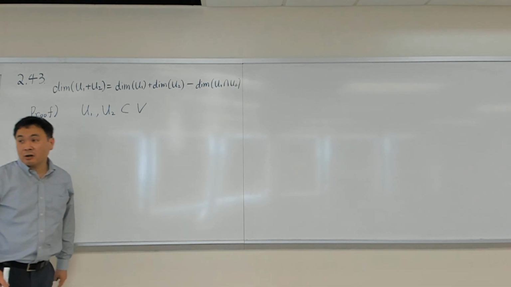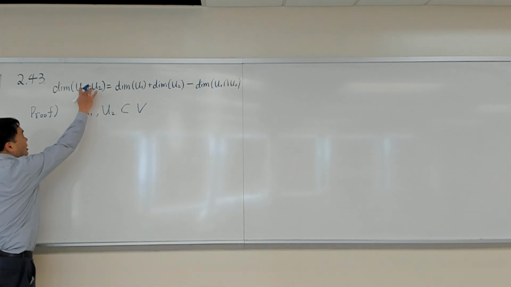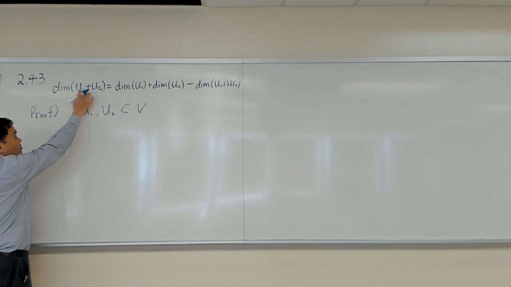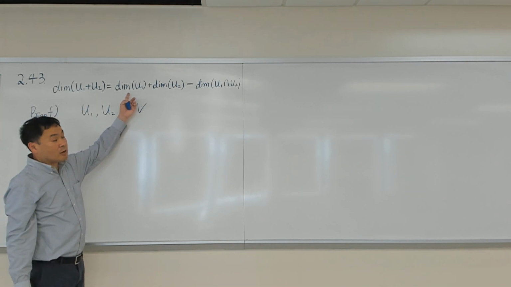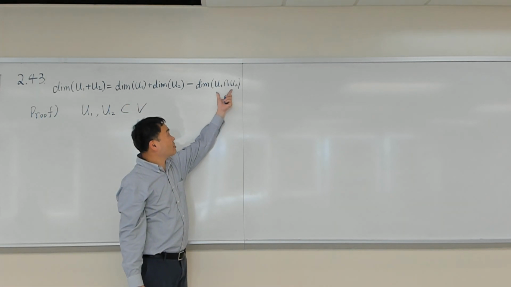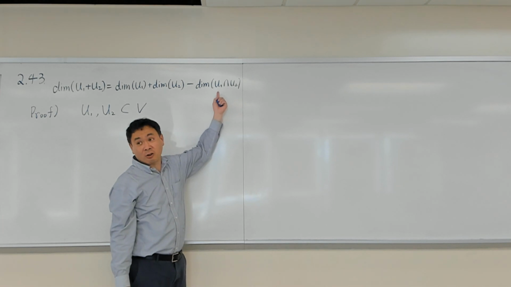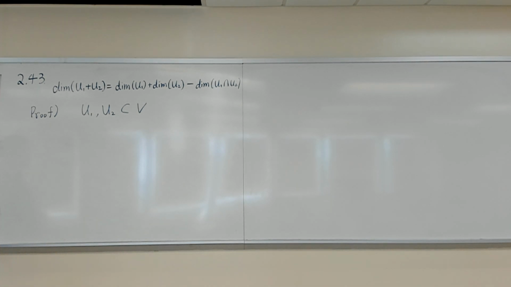Now, one immediate corollary of this is that if it's a direct sum of two subspaces, then it will be dimension of U1 plus dimension of U2. If you have a direct sum, what's the intersection? 0. So in that case, this value will be 0. So for the case of direct sum, it will just simply be addition of the dimension of each individual subspace. That's what it means, right?